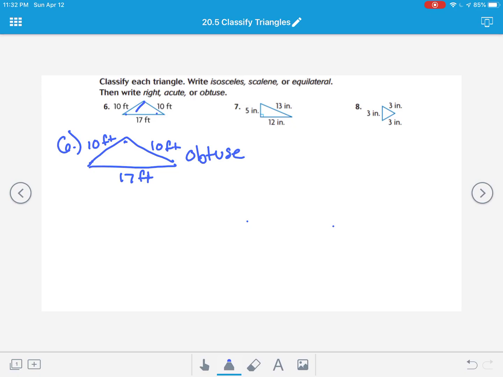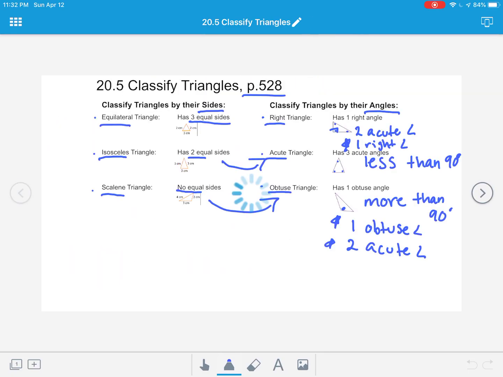Looking at the sides, we have 10 feet, 10 feet, and 17 feet. So that makes it not equilateral, but it does have 2 sides that are the same. So is it scalene or isosceles? It is isosceles. Isosceles means that it has 2 sides that are equal and 1 side that is different.